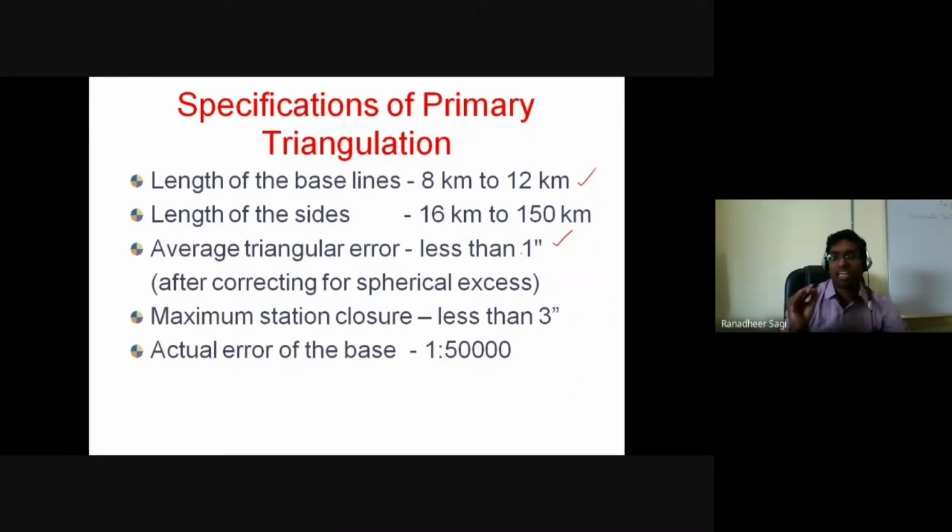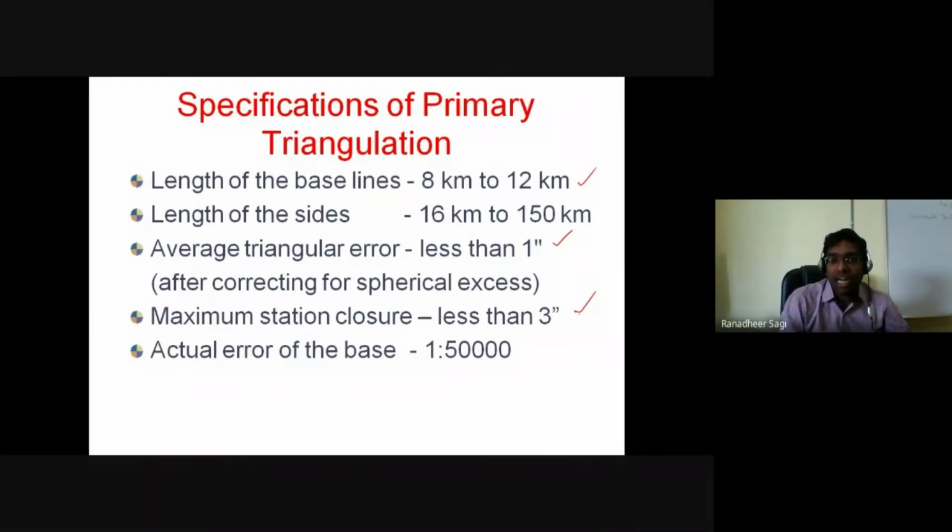Okay. So after correcting for spherical corrections, the curvature of Earth, taking that effect into consideration, we are going to see the angle measurements you are going to be making are accurate to 1 second. The error is going to be less than 1 second. And the maximum station closure from one station to the other station, when you are trying to mark your distances and subsequently represent that closure, is going to be less than 3 seconds.